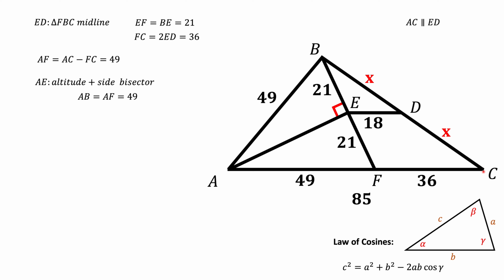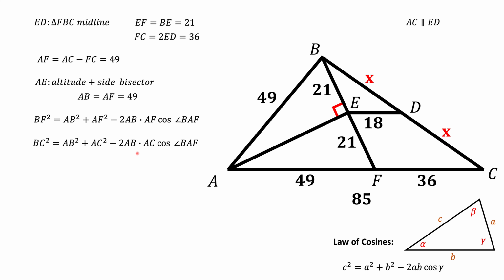So for the small triangle ABF, we can write the law of cosines, and that's what we have here. We know everything here except for the cosine. So we can use this formula to find the cosine. And we can write another law of cosines for the big triangle ABC. And in this expression, I know AB, I know AC, and I will get the cosine from the previous expression, and that will be enough to find the side BC, and from that I can find x.